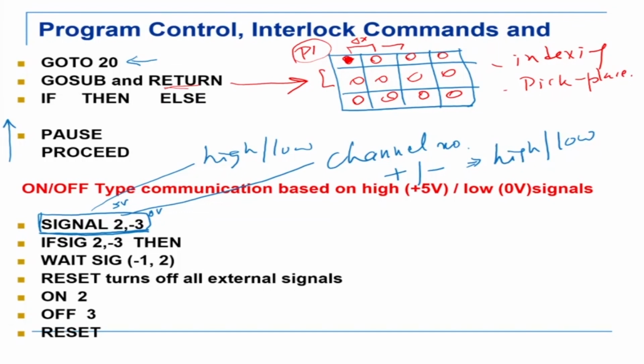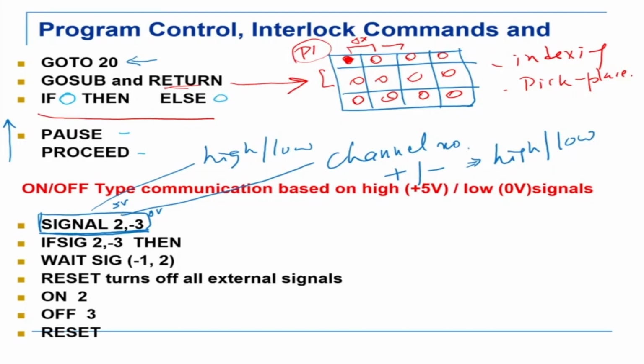Then the other statement is if then else. This is a logical statement. So if some condition is true, then do this, else do something else. So that is your if then else. Third is pause and proceed. Pause we have seen is delay, and proceed we know is continue. So if then else has some condition here. If this condition is true, then do this. If the condition is false, else do something else.